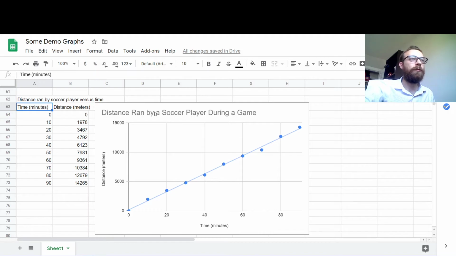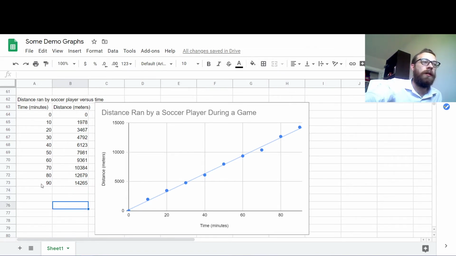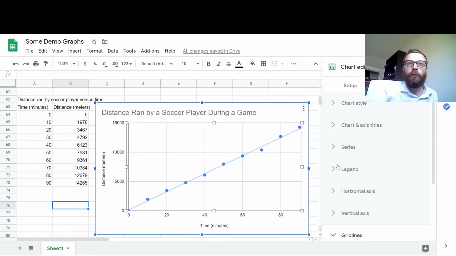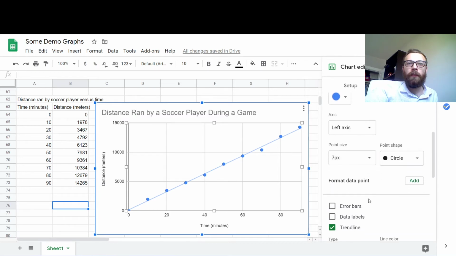So this is a distance ran by a soccer player during a game. I looked it up, and roughly a soccer player does about 15,000 meters, or 9.5 miles per game, and games are 90 minutes, so it's roughly a correct graph. Maybe this is a little bit lower level than whatever information I looked up, but basically there are a whole bunch of points, and I'm actually going to first take this off.